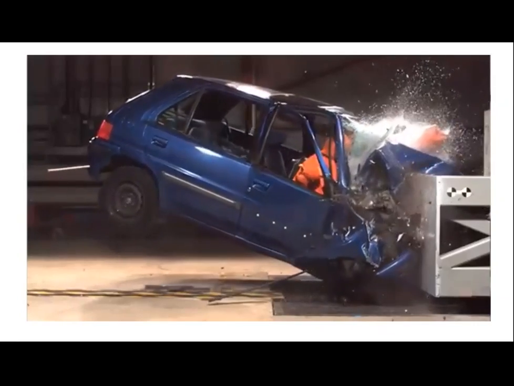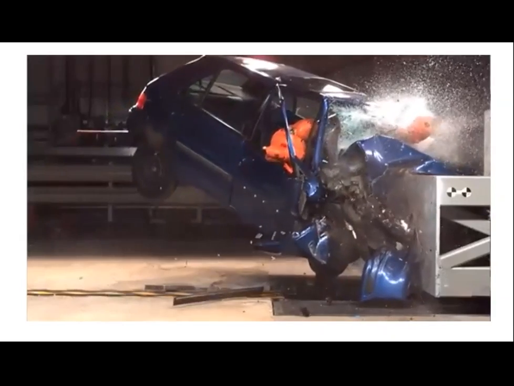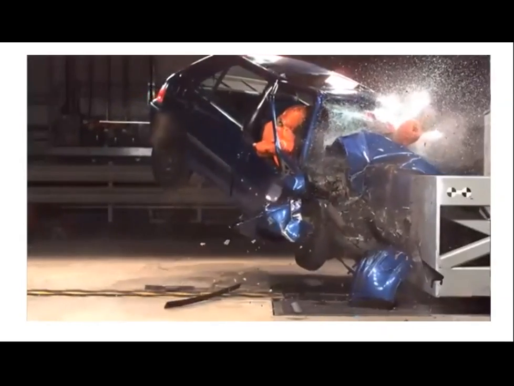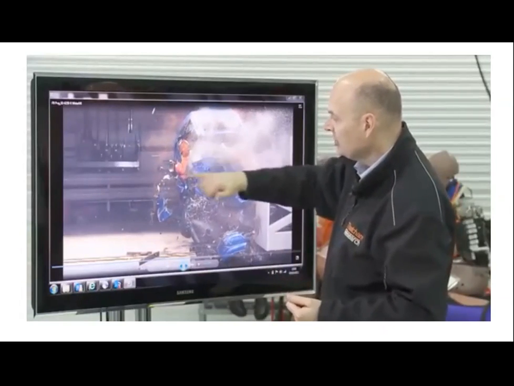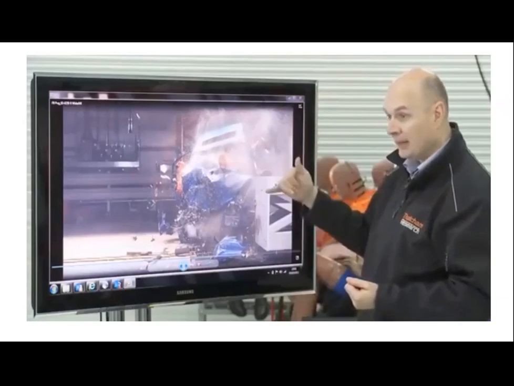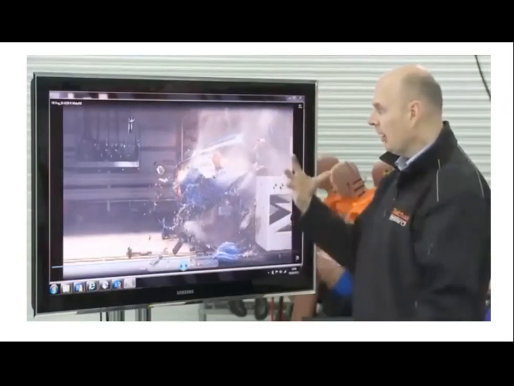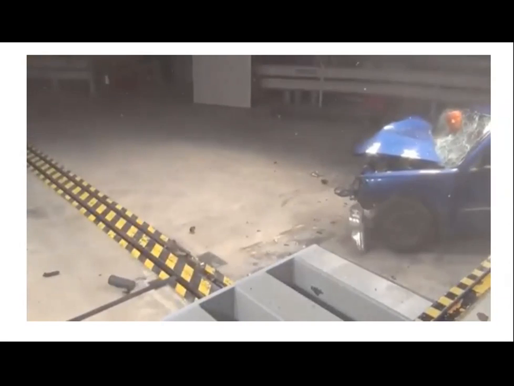So you can see the occupants, because they're unrestrained, the driver has hit the steering wheel and the whole steering column is crushed around him. You can see he's partially ejected and would be severely injured. The poor passenger, even though he was in the back of the car, protected by the front seat, because he's not restrained, he goes through the front seat and he's gone through the windshield, and you can see his head still sticking out there.